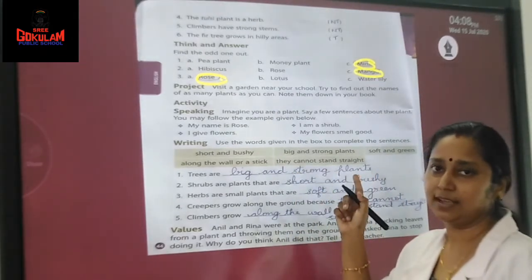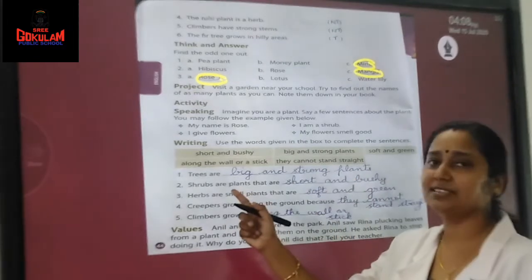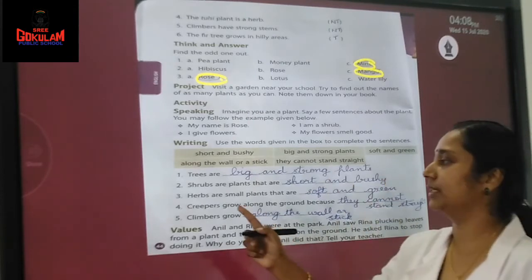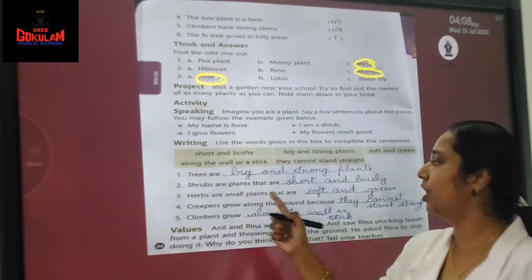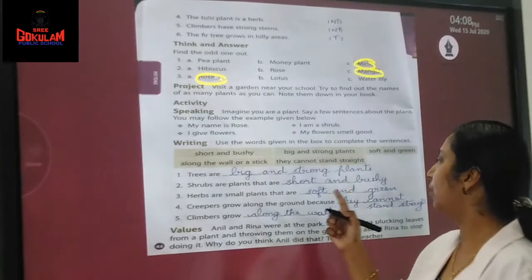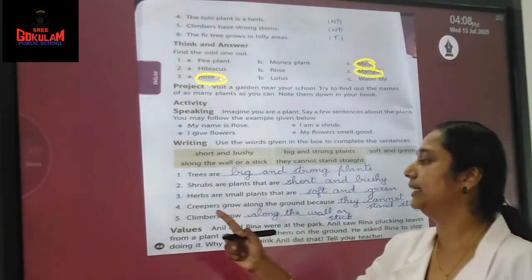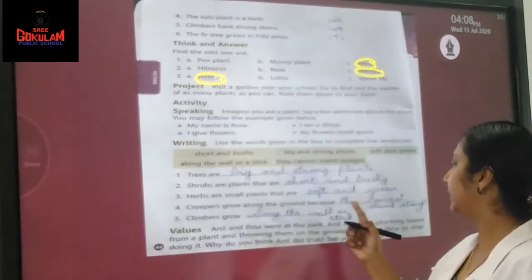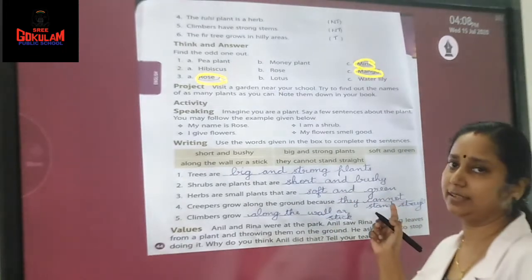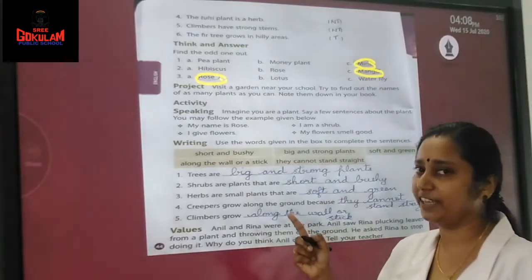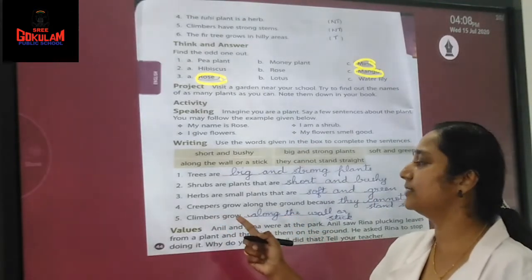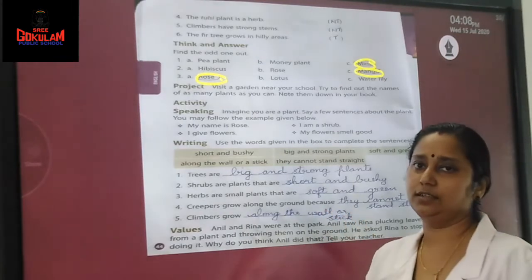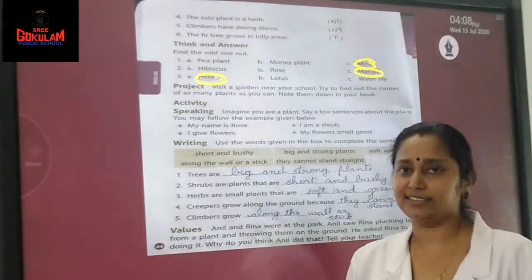You can write it in your textbook. Shrubs are plants that are short and bushy. Herbs are small plants that are soft and green. Creepers grow along the ground because they cannot stand straight. Yes, why? Because they have weak stems, right? Climbers grow along the wall or stick. Okay, so you can write it in your text.